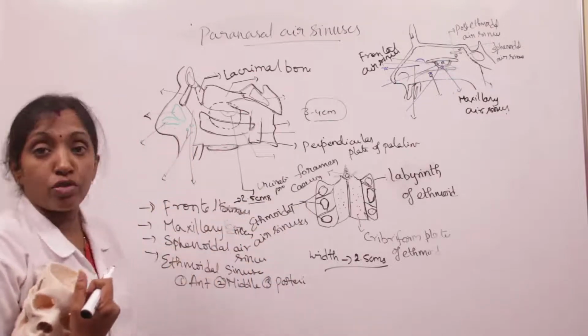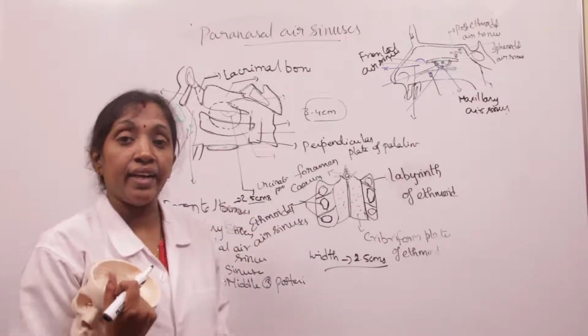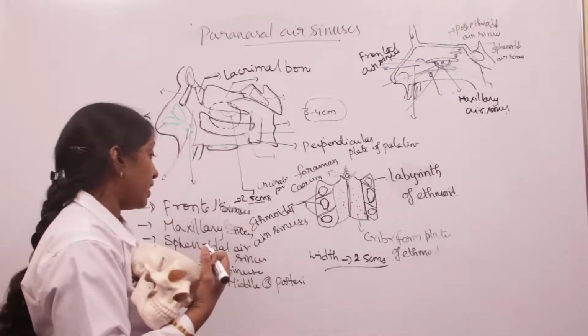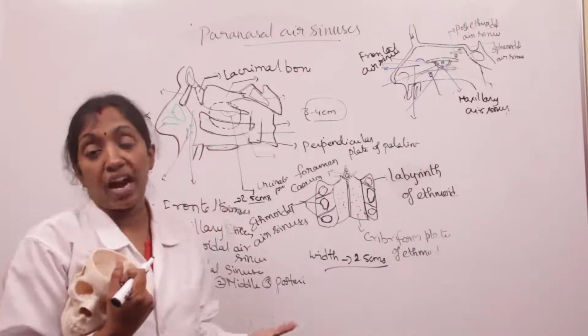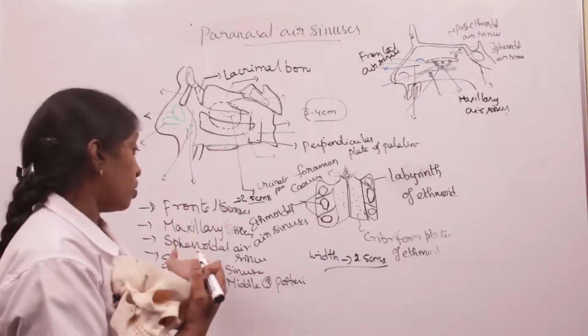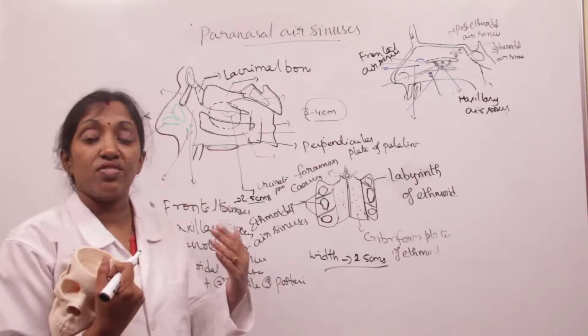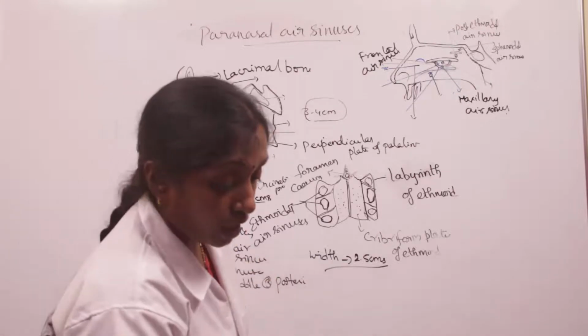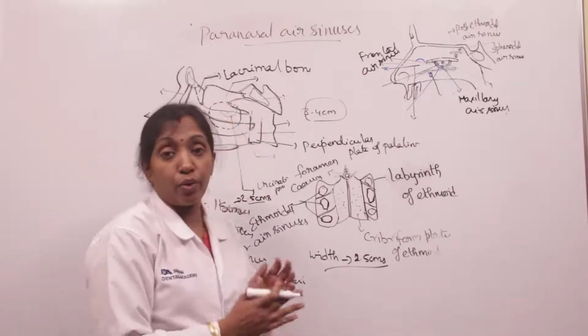Nerve supply is by the posterior superior alveolar nerves and anterior and middle superior alveolar nerves, which are nothing but branches from the maxillary nerve. The arterial supply is by the facial artery, infraorbital artery, and also greater palatine arteries. Venous drainage is into the pterygoid venous plexus, and lymphatic drainage is into the submandibular group of lymph nodes.